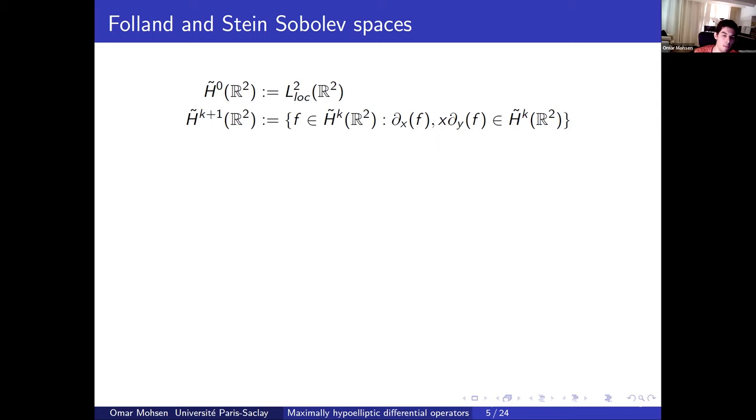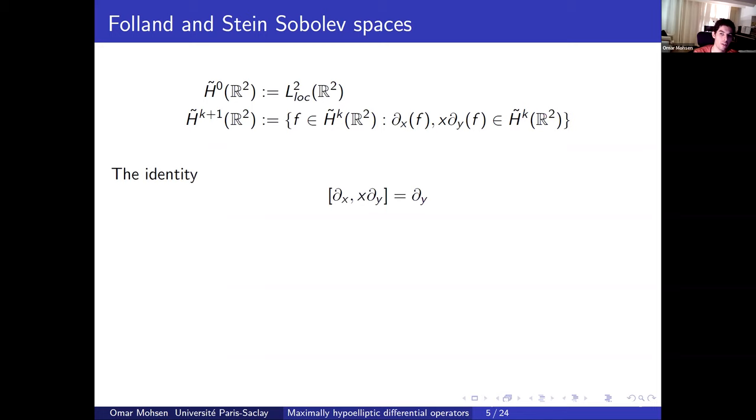And you can still define Hs for s real by interpolation, and then negatives by duality, but that's irrelevant for the discussion here. These are enough. And the point here is that this X, in the recurrence relation, you have this X. If you remove the X, these are the classical Sobolev spaces, but it is precisely this X which changes the behavior of these spaces. And so what are the things we observe?